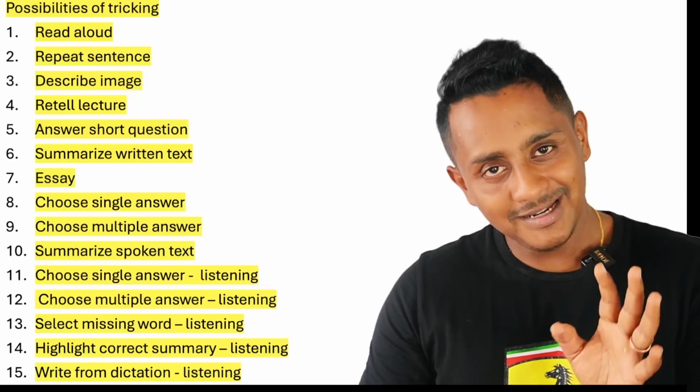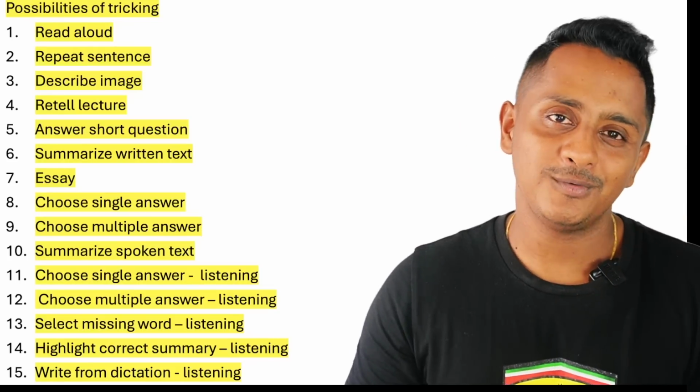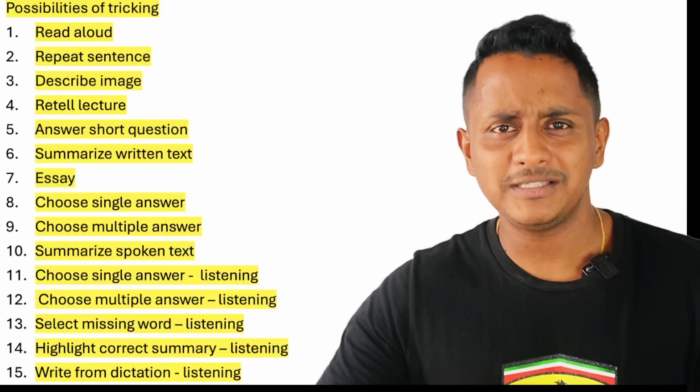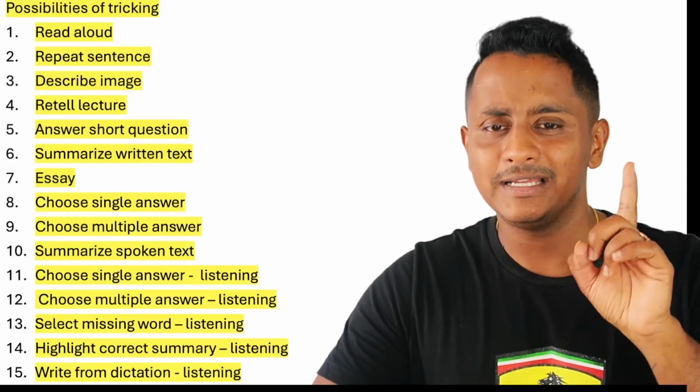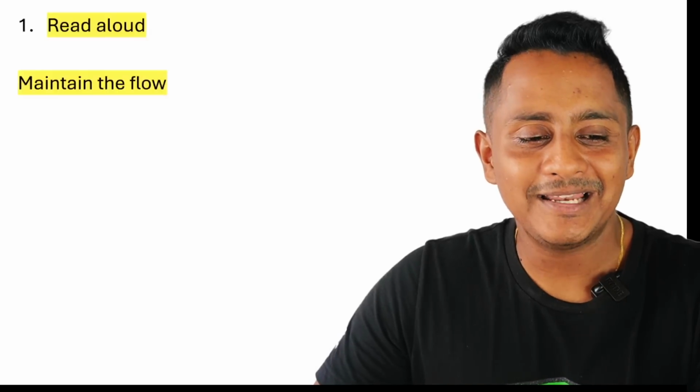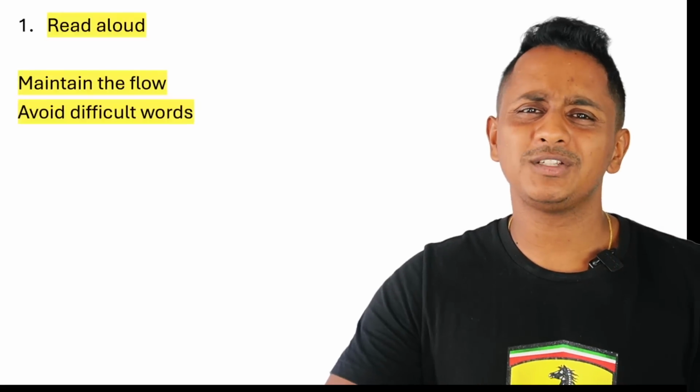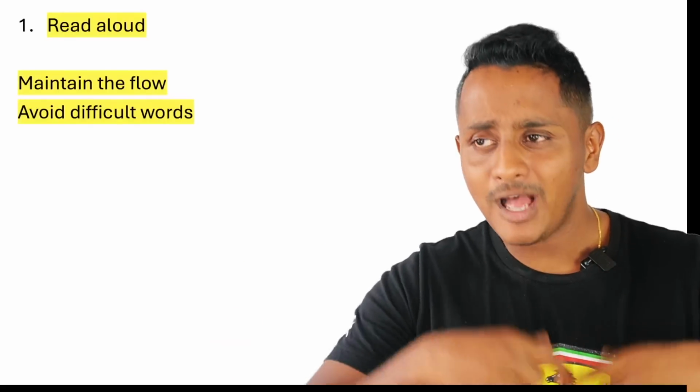The remaining, yes, English is required, but we will show you how to trick and get good scores for all the modules. All these 15 subsections I'll be dealing with in just a while. Let's start. The very first thing is read aloud, maintain the flow. Content, don't worry too much. Difficult words, you can skip. This is how you trick.